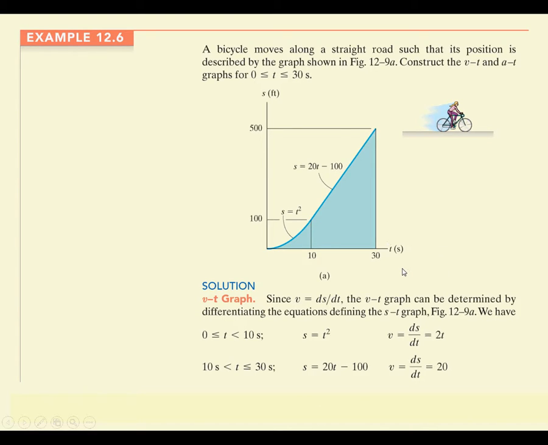We're going to see another example in here. You have this bicycle that moves along a straight road such that the position is described by this graph that is shown in the figure 12.9a of the Hibbeler book. Construct the velocity versus time and the acceleration versus time graphs for t between 0 and 30 seconds.